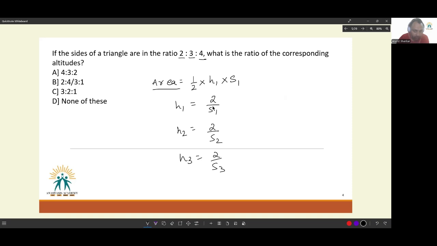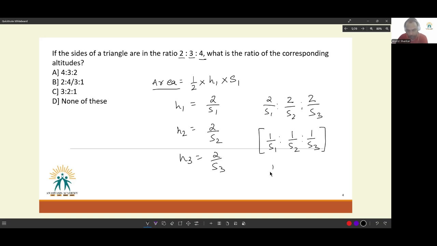So if I need the ratio of the altitudes, it is going to be 2 by S1 is to 2 by S2 is to 2 by S3. And we should take away this 2, the 2 will get cancelled. This is the ratio of the altitudes. What you can take away from this question is, if the ratio of sides is A is to B is to C, the ratio of altitudes is 1 by A is to 1 by B is to 1 by C. Directly you can come to that.